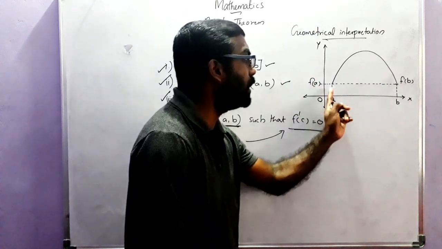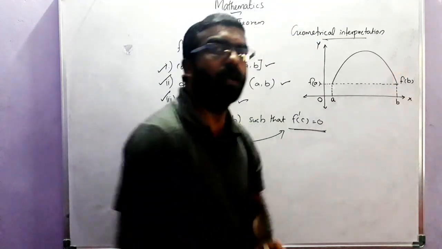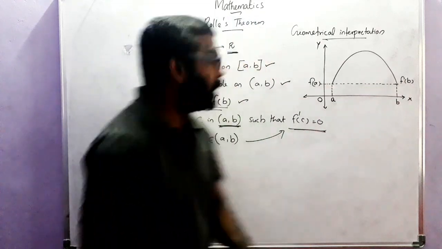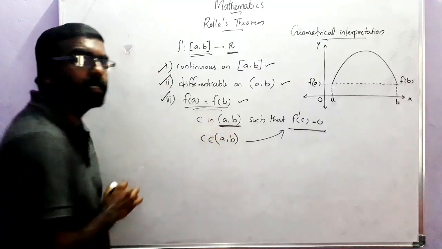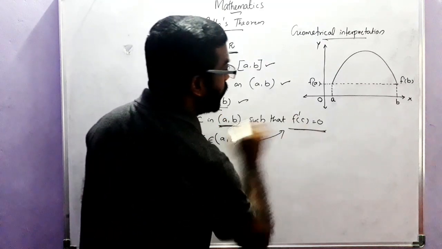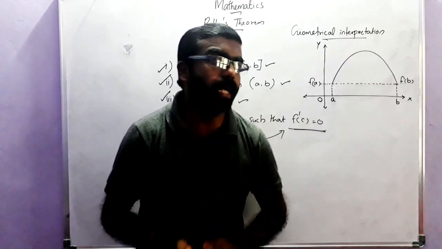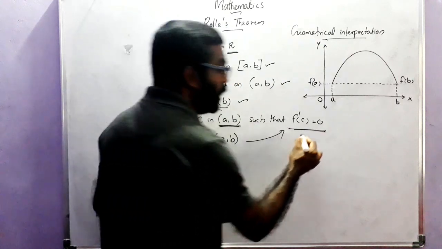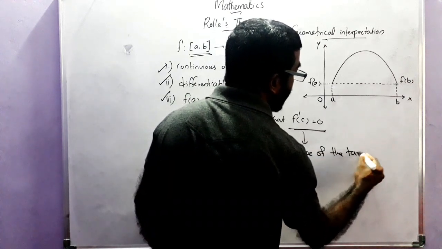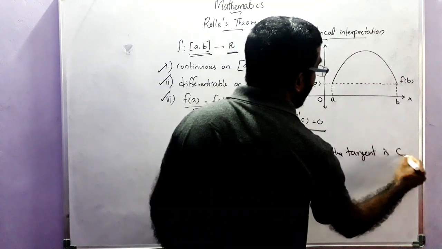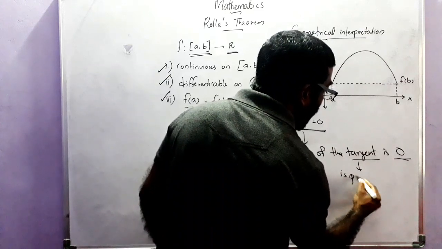f of a is the image of a under the function f, and f of b is the image of b under the function f. Both are equal. If the three conditions are fulfilled, then according to Rolle's theorem, there exists some real number c in open interval (a, b) such that f dash of c is equal to 0. f dash of c is equal to 0 means dy by dx is 0. That means in the geometrical sense, slope of the tangent is 0. Slope of the tangent is 0 means the tangent is parallel to the x-axis.